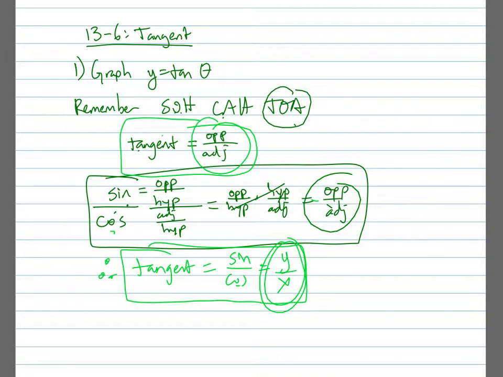Where else have we seen opposite over adjacent? Tangent. In other words, in geometry you learned this: if A equals B and B equals C, then A must equal C. Do you remember that property? It's not the symmetric, it's not the reflexive, it starts with a T. It is the transitive property. Therefore, tangent equals sine over cosine.